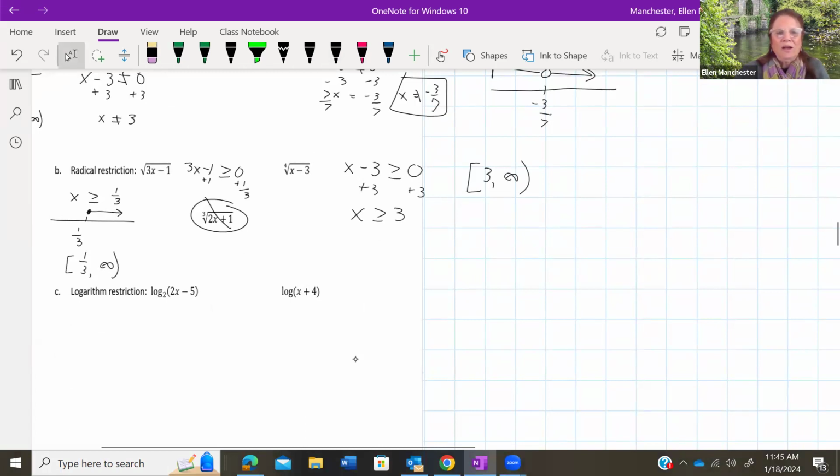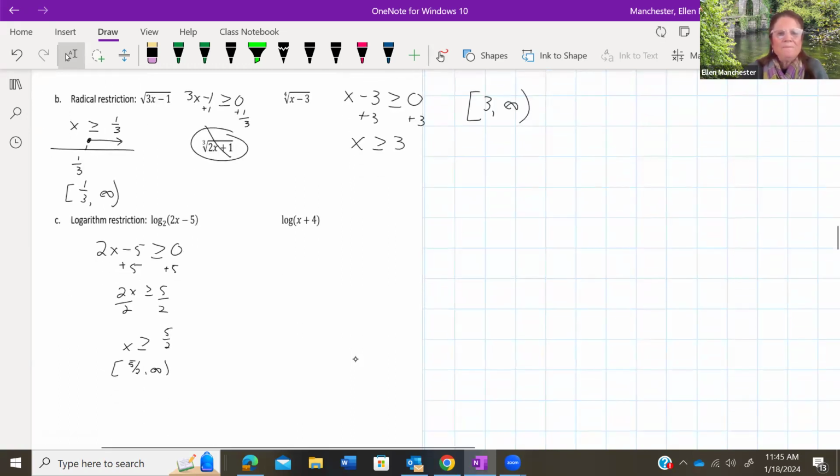So we're going to set the argument. So this is 2x minus 5 greater than or equal to 0. Exact same thing, nothing different than the radical. So x has to be greater than or equal to 5/2. Okay, so in interval notation, it would look like this. That's an infinity sign. I think there's 2 or 3 questions like that in your MyMathLab.